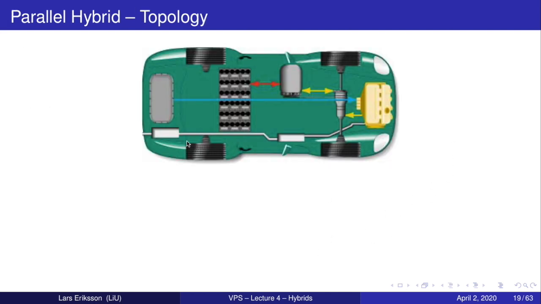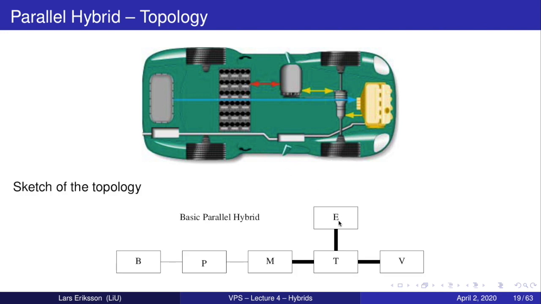The next topology is parallel hybrids, where we have two parallel tracks: one track from the fuel tank to the combustion engine to the mechanical output, and one track from the battery to the electric machine and out to the vehicle. This topology here shows how these components are mechanically connected together. So we have the parallel paths from fuel here and from electrochemical energy here.